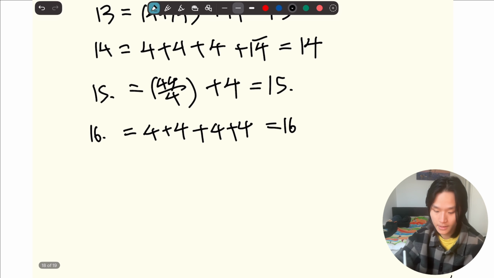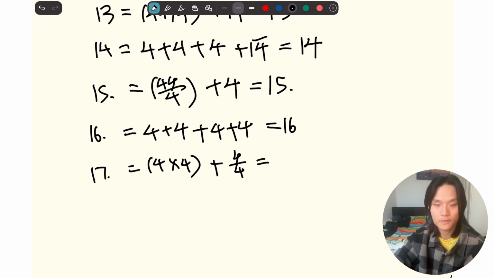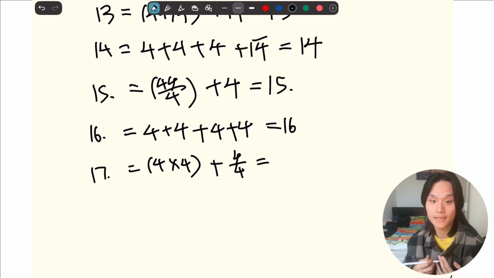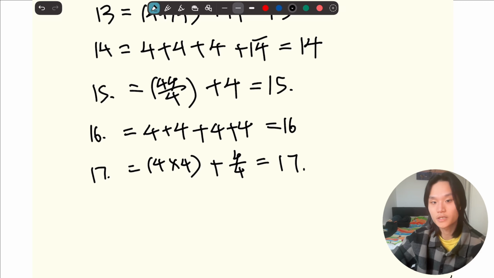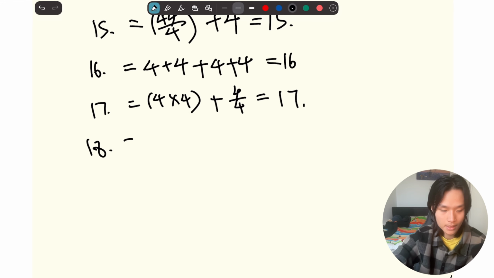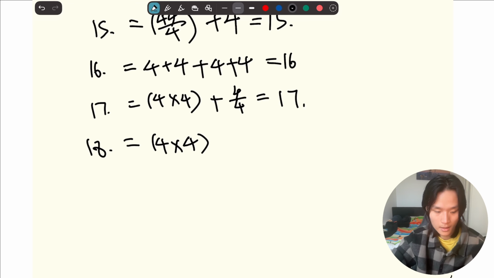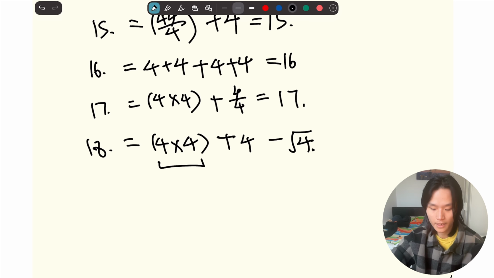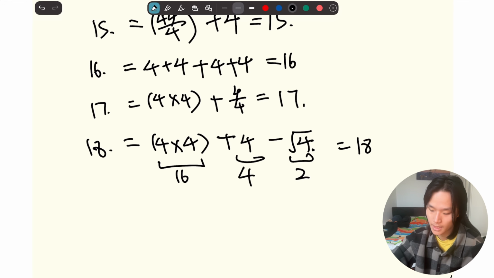And then 17, again, we can have 4 times 4 plus 4 divided by 4. So that's just 16 plus 1, which is 17. So far, so good. And then number 18, we have 4 times 4 plus 4 minus the square root of 4. So here we have 16 plus 4, I mean 20. 20 minus 2, that's 18.